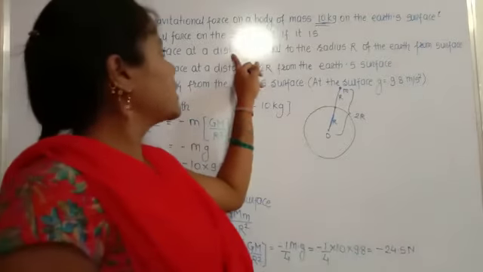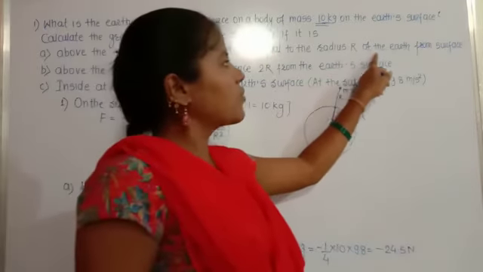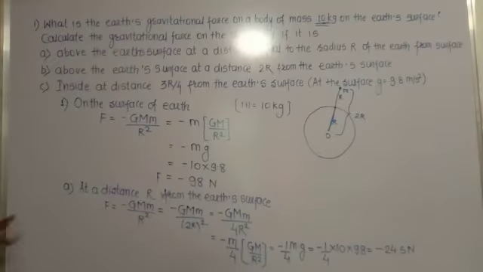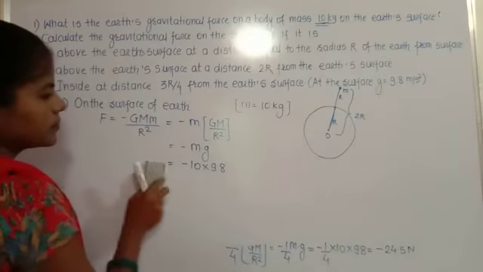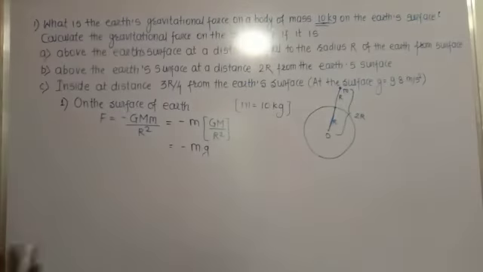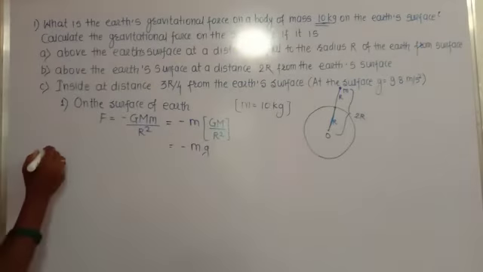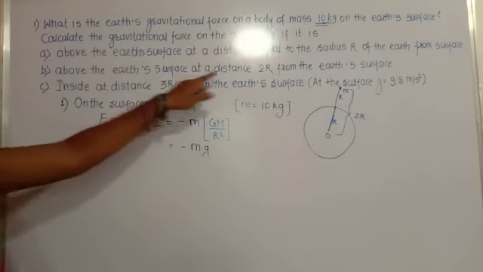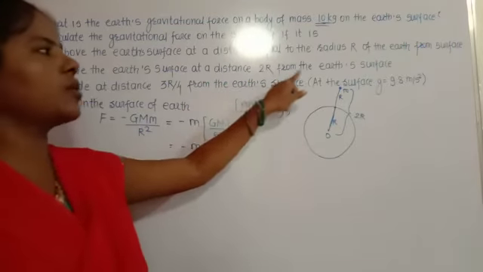So this is the calculation for the first case, that is above the earth surface at a distance equal to the radius R from the earth surface. Okay, so this is the calculation. Then next, the second case, that is the B case, above the earth surface at a distance twice R from the earth surface.